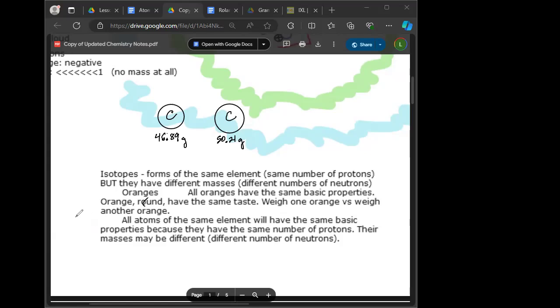Right, so let's see. All atoms of the same element have the same properties because they have the same number of protons, but the masses are different because they have different numbers of neutrons.